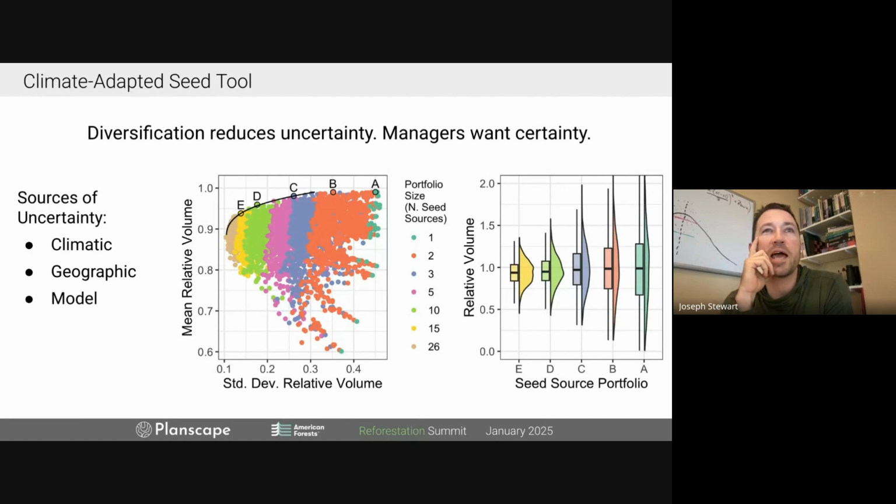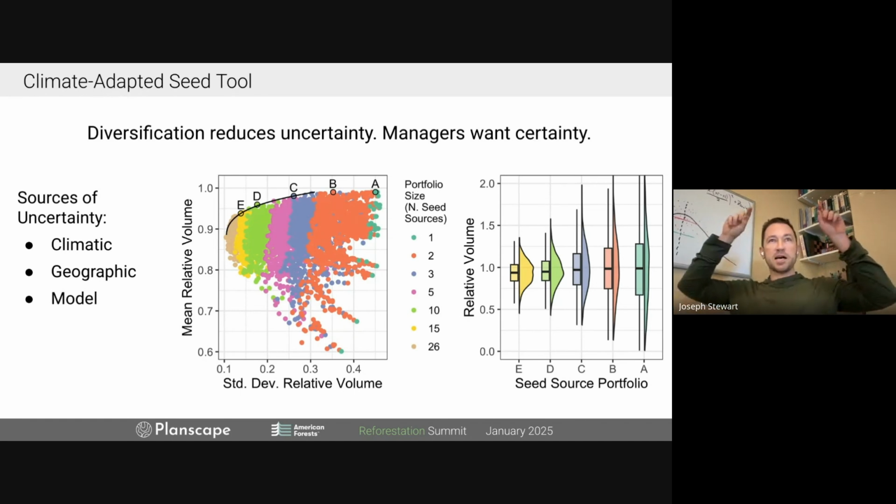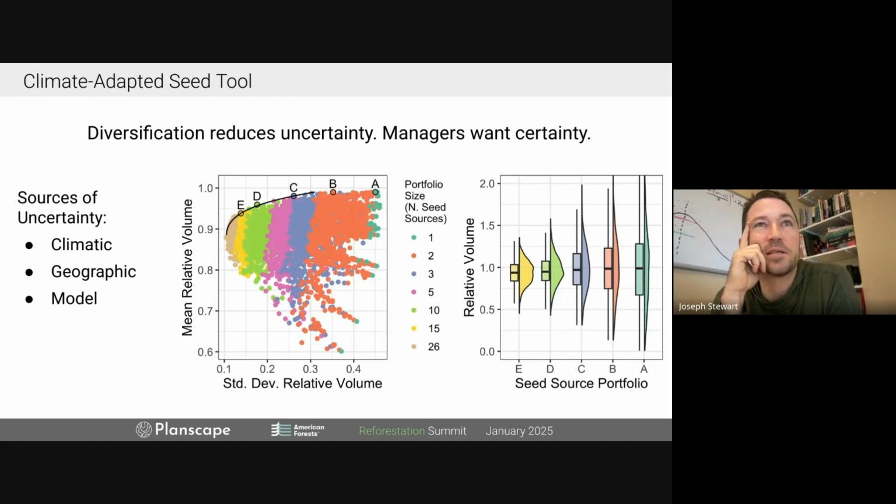The first one, A, which you can look at in either of these graphs, is a single seed source optimized for approximately the mean expected climate of that location. But you can see that it has a pretty high standard deviation, pretty high uncertainty in what the outcome is going to be if we select that one seed source. If instead we switch to a portfolio of two seed sources, so B in these figures, where we've got, say, one seed adapted to a climate a little bit warmer and one a little bit colder than the mean expected climate, we can substantially reduce the standard deviation of expected outcomes.